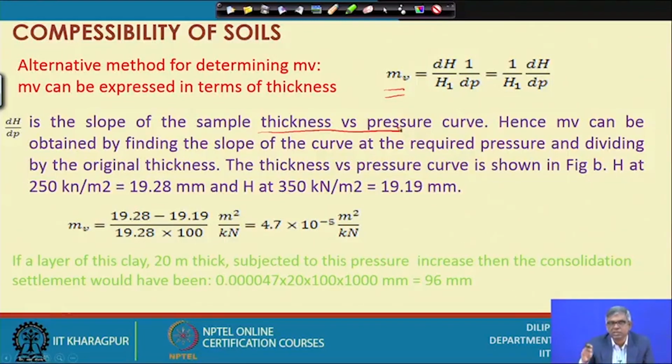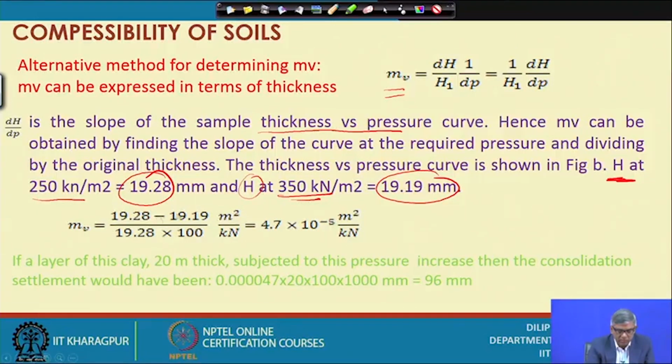We are changing the pressure, and because of the change of pressure the thickness is changing. So, if you plot that, the slope will be nothing but dH by dP. Hence, mv can be obtained by finding the slope of the curve at the required pressure and dividing by the original thickness. The thickness versus pressure curve I will show in the next slide. H at 250 kilonewton per square meter is this much, and thickness at 350 kilonewton per square meter is this much.